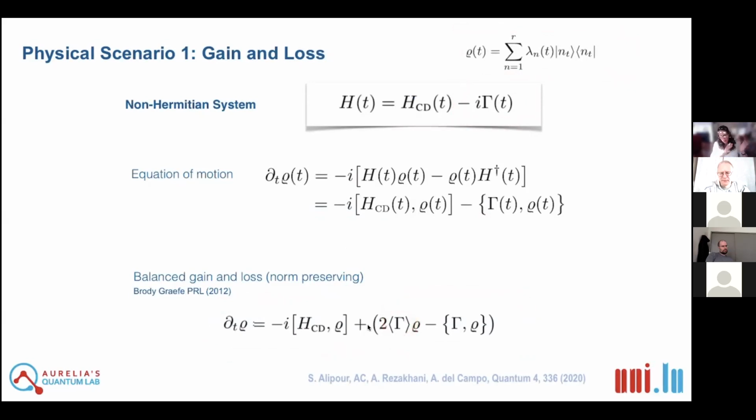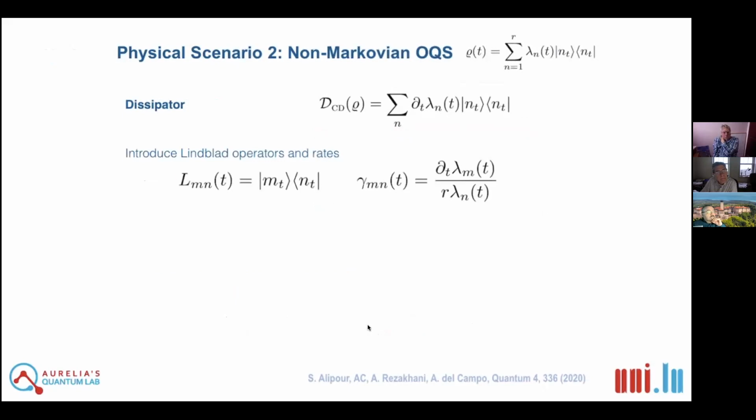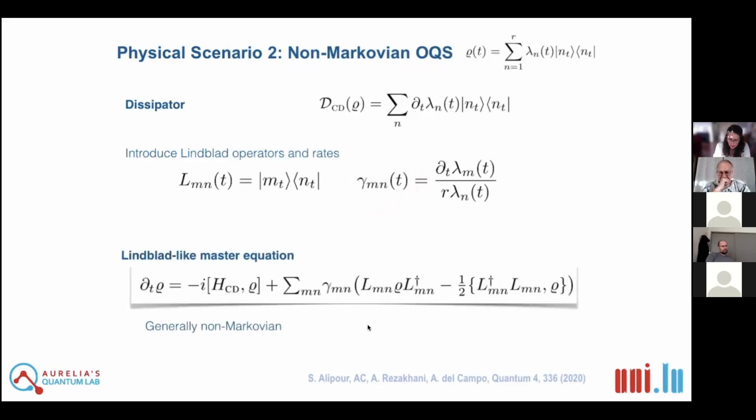So this would be option one, to implement the master equation that gives this arbitrary dynamics through balanced gain and loss and the non-Hermitian system. And the second option is to look at it from a master equation point of view, where we have to build in this dissipator. So we can formally introduce some Lindblad operator that depends on the eigenvalues of the trajectory. So if one could build this Lindblad operator with some rates that then depend on the time variation of the eigenvalues, then it's possible, at least formally, to write the master equation exactly as we want it, which is the one that reproduces the state.